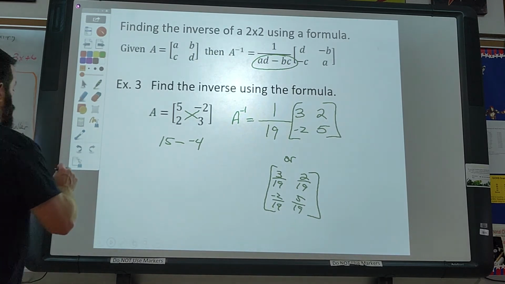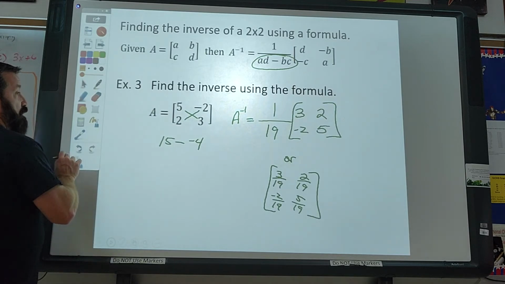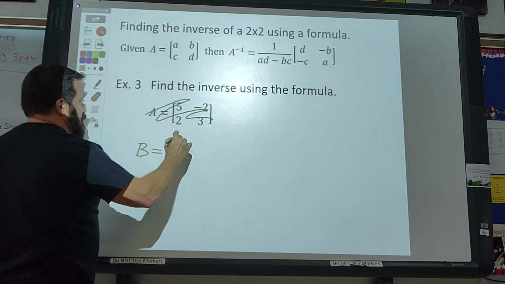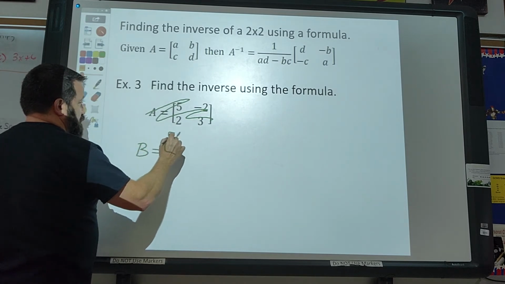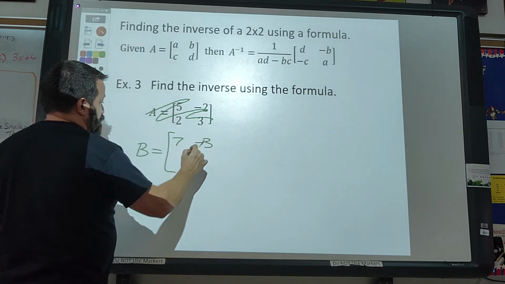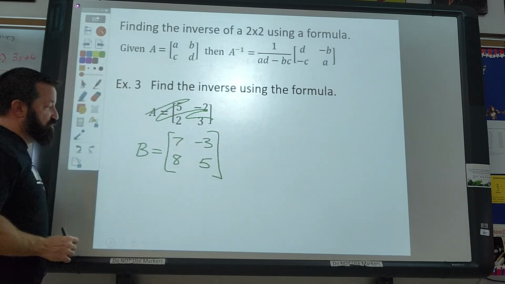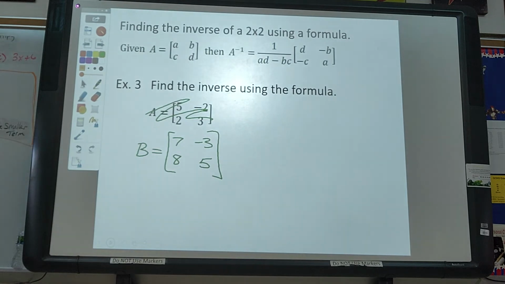So, how about, for practice, let me give you a matrix. B equals, and then let's make this 7, negative 3, 8, 5. Find the inverse of matrix B.